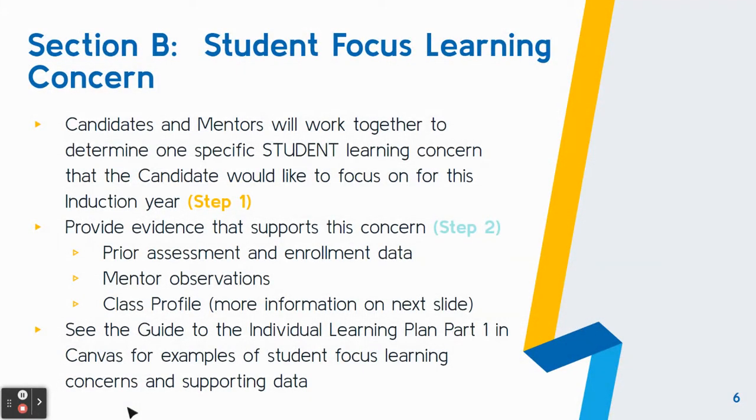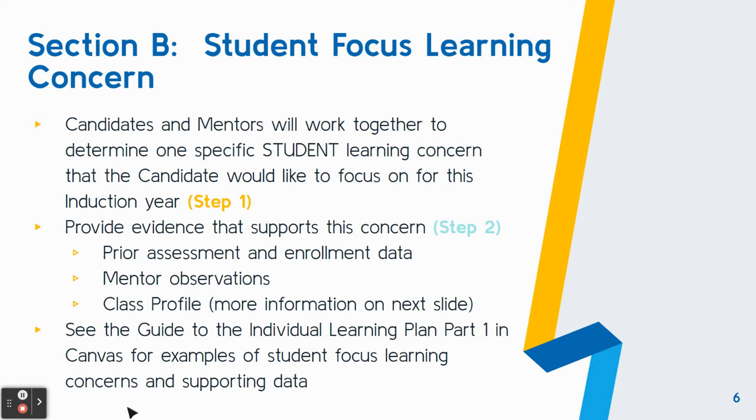For Section B, the candidate will look closely at the needs of the students in their class. Candidates and mentors will analyze available data, such as assessment or mentor observation data, and work together to determine one student-focused learning concern for the year. While there may be multiple student learning concerns in a classroom, the candidate will focus on just one for the program to target for their teacher growth throughout the year. This should be a prevalent concern and one that is easily documented.